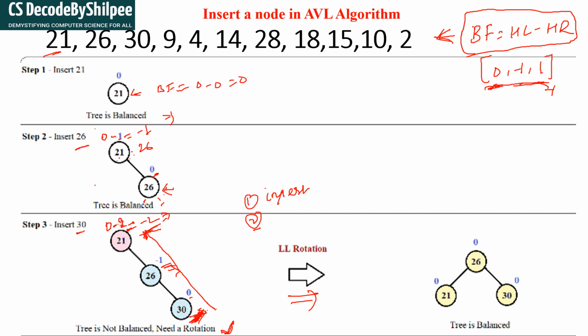Now from that node onwards, wherever the violation occurs, from that node onwards we will check what type of rotation it is. From upper to down it is violated at 21, right? From there onwards I will go in that direction, wherever the inserted node is, and check what type of rotation it is. So it is nothing but an RR rotation, right?